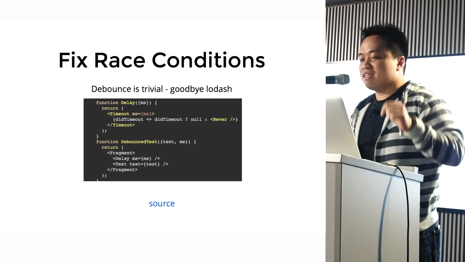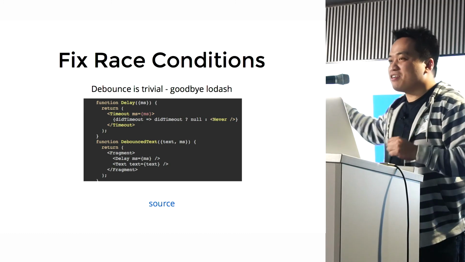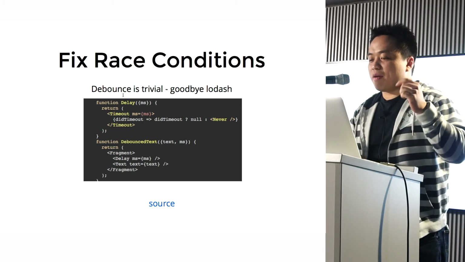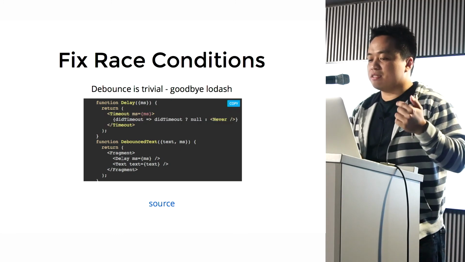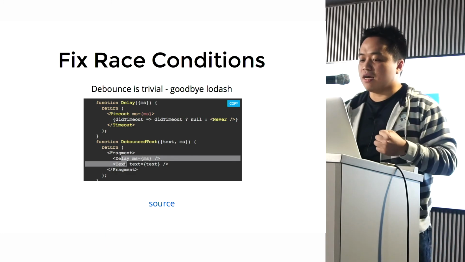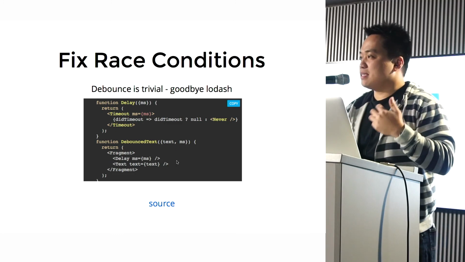And remember Lodash? Yeah, no need for that. We have debounce. This is how you implement debounce now with the React.timeout primitive. You just wrap it in a delay function and you put that delay next to it, because both of them have to load together to create a debounce. The source code is actually part of the React Suspense tests.